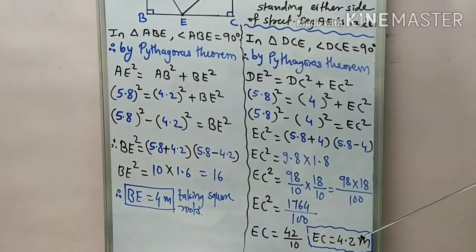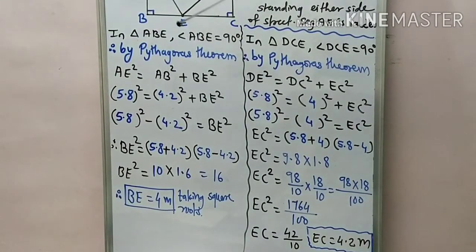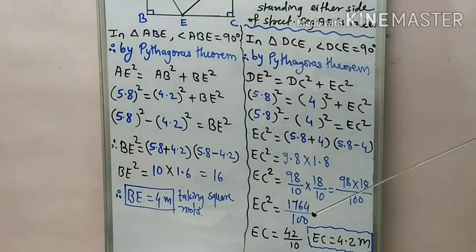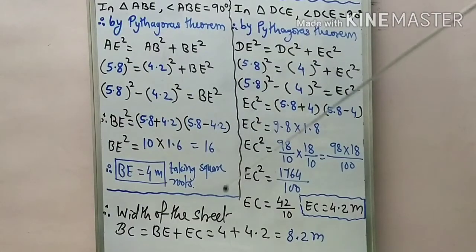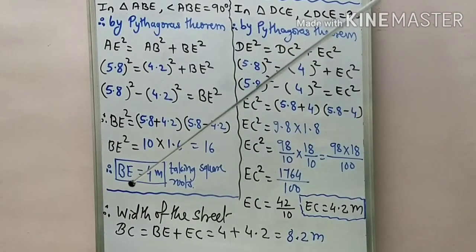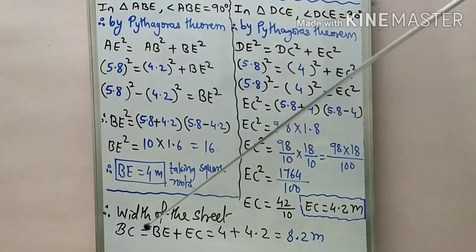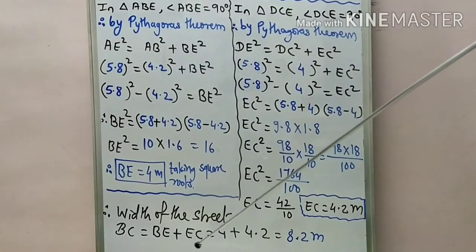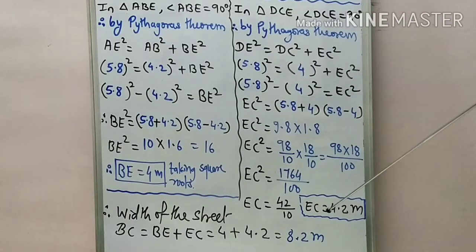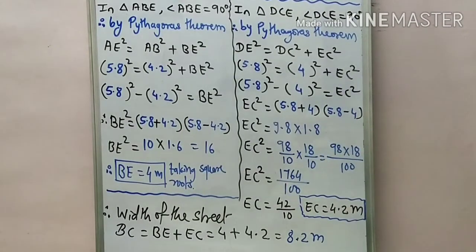and therefore EC is 4.2 meters. Then to find the width of the street, BC is equal to BE plus EC. Adding these two numbers, we get BC. So like this we add these two parts: BC equals BE plus EC, 4 plus 4.2, so the addition gives 8.2 meters, which means the width of the street is 8.2 meters.